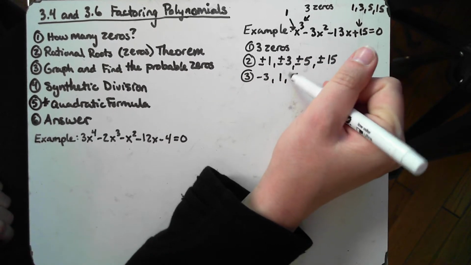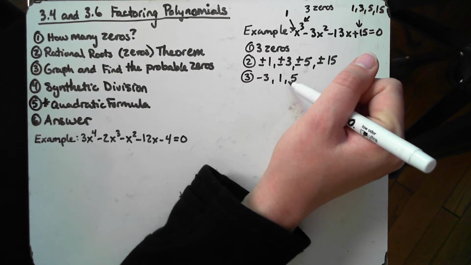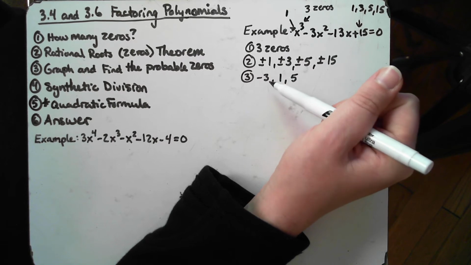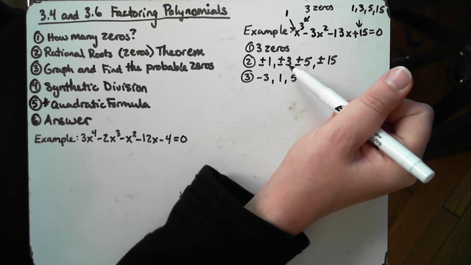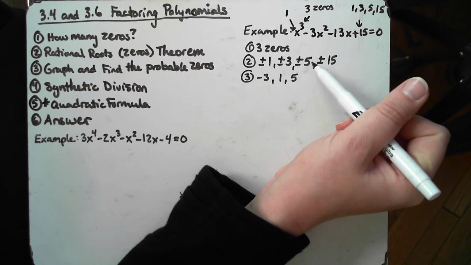Now, I'm going to compare these to the list I just made, because if any of them don't match, then that's a problem. That tells you that there's probably an irrational root in there somewhere. So notice this -3 is right here, this 1 is right there, and this 5 is right there. Okay, so all of them seem to work.